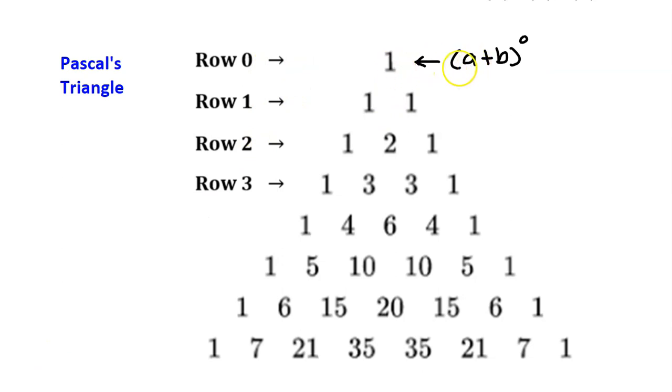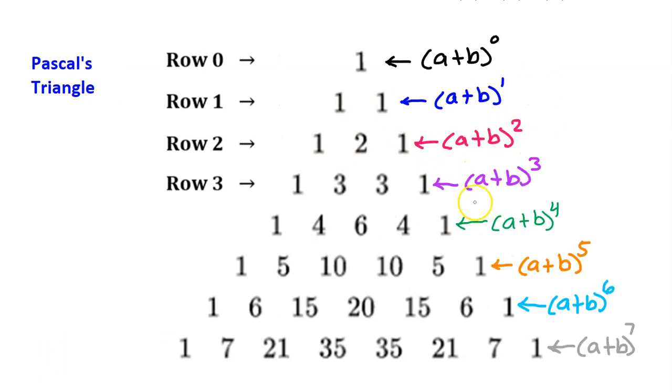This gives you the answer to a plus b to the 0 power, and anything to the 0 power is going to be 1. This row gives us the coefficients of a plus b to the 1 power. This gives the coefficients of a plus b squared. And then it's a plus b to the 3rd power, a plus b to the 4th power, and so on. You do not have to memorize Pascal's triangle.